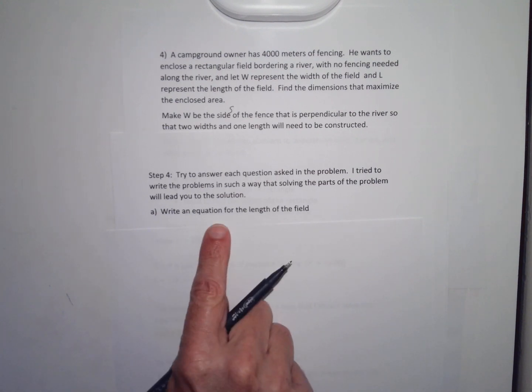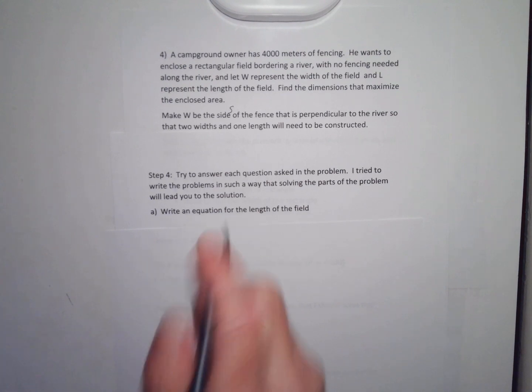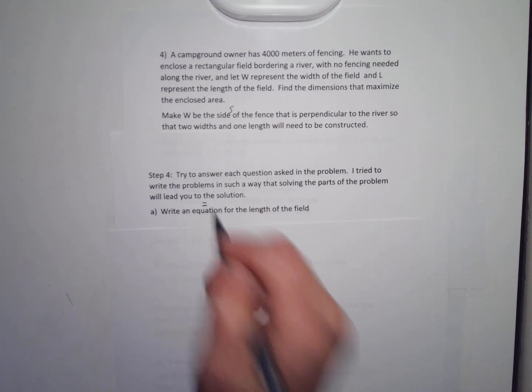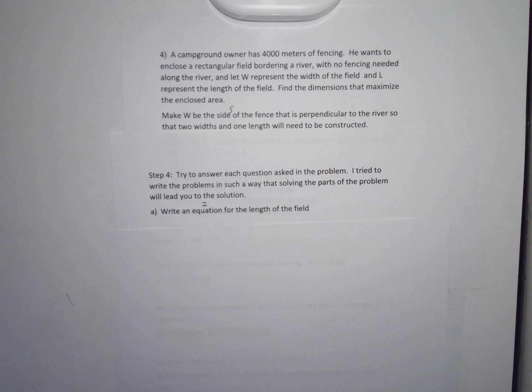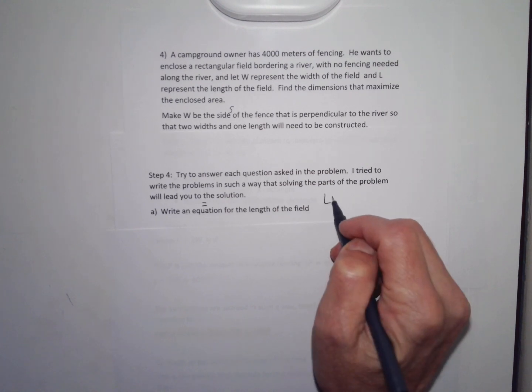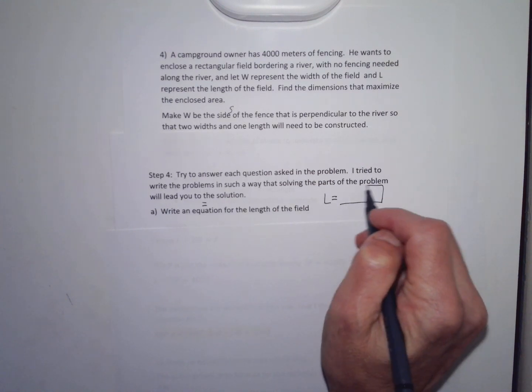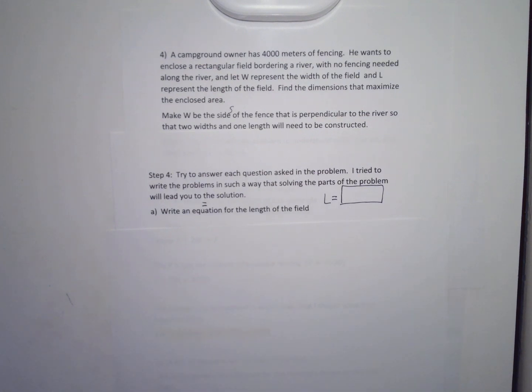So for part A, I want to write an equation for the length. An equation is a problem that has an equal sign. And when it says write an equation for the length, it implies that I want to have an equation solve for length, equal to something that fits the situation. So question A, in a more precise mathematical way, wants me to write an equation that solves for length that uses the information in the problem. Well, the information in the problem is that the length plus two widths are equal to the perimeter, and the perimeter is just the amount of fencing. So my length plus 2W is going to be 4,000.